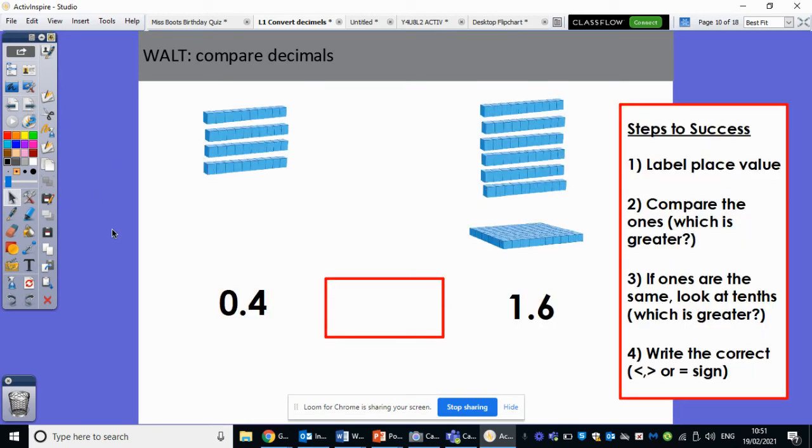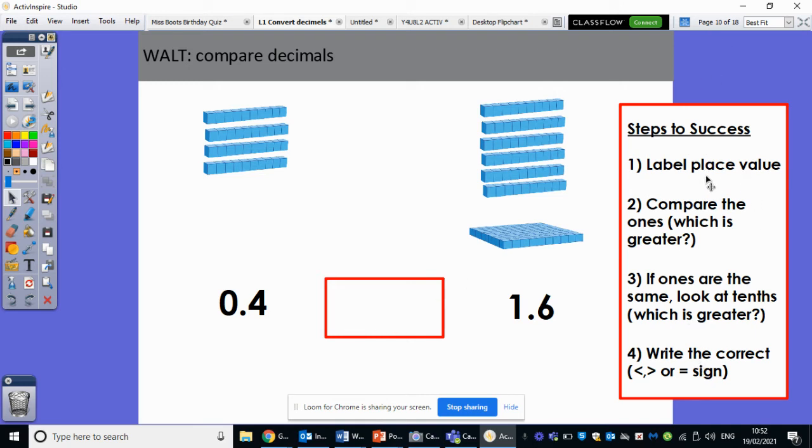This is where we're going to be comparing decimals. So up here, I have the pictorial representation with my Deans, and that has 4 tenths and 0 ones. So that's going to be written as 0.4. And this number over here has 1 one and 1, 2, 3, 4, 5, 6 tenths. So it's going to be written as 1.6. What we then need to do is write the correct greater than, less than, or equal sign in this box.